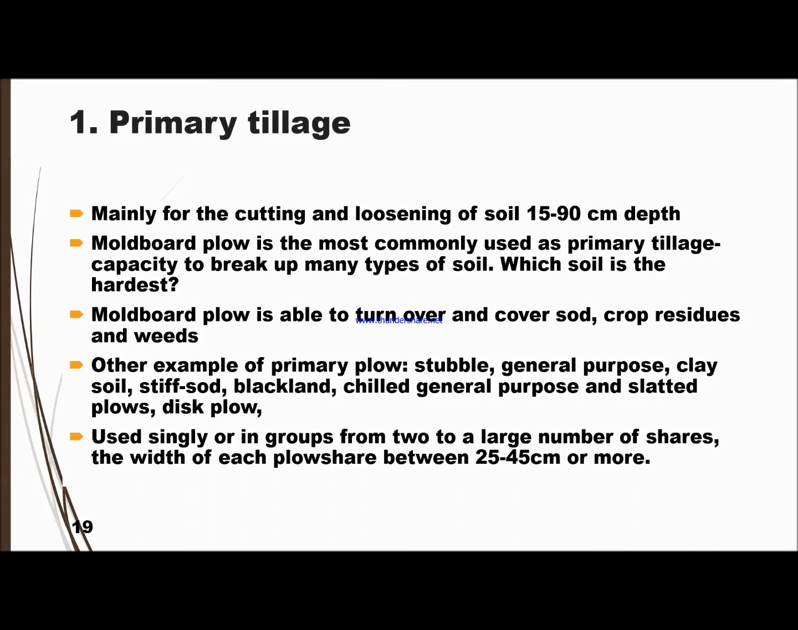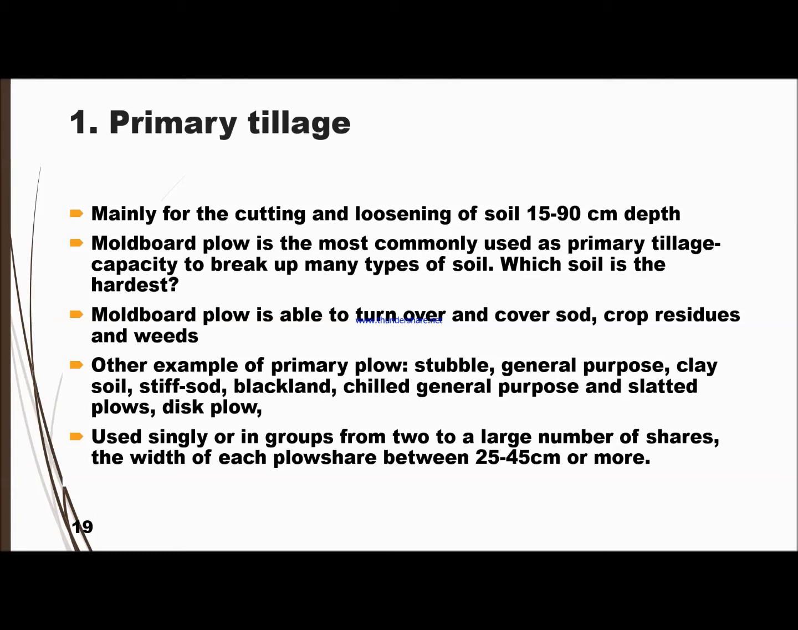Okay. So the primary tillage is mainly for cutting and loosening the soil at the top soil layer, at most 90 centimeter depth. Okay. Moldboard plow is the most commonly used as the primary tillage, with the capacity to break. So what soil is that? Normally it's heavy soil, I would say clay. Moldboard plow is able to turn over and cover the sod, crop residue and weed. So this is the primary tillage operation.